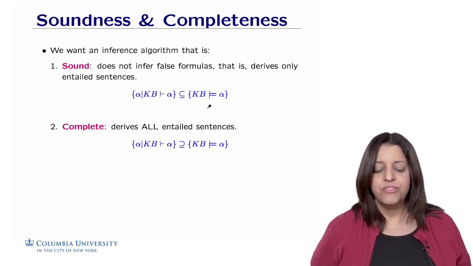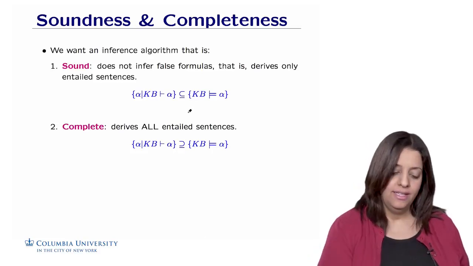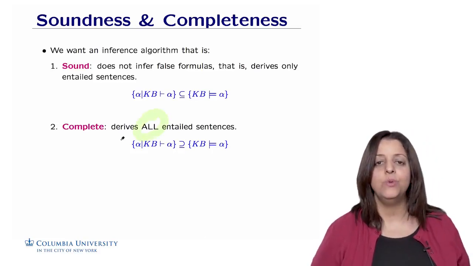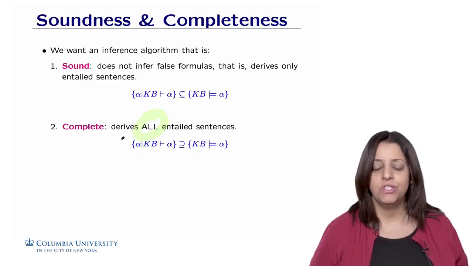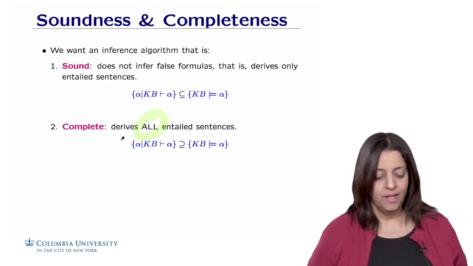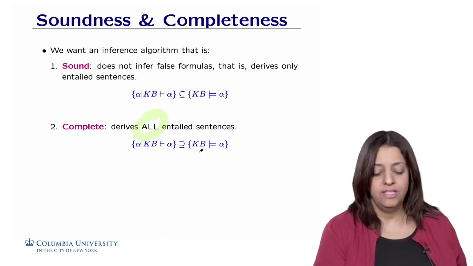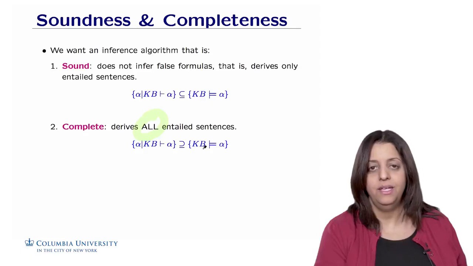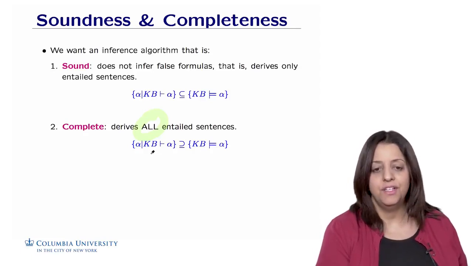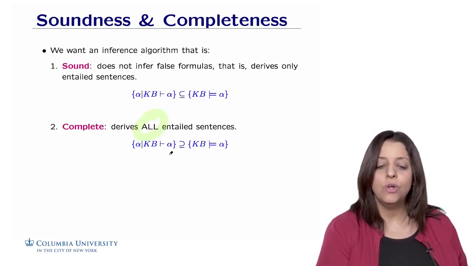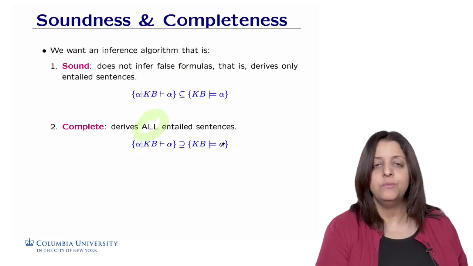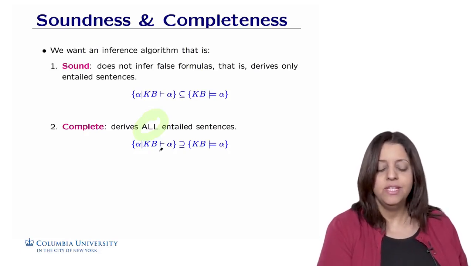Completeness refers to deriving all entailed sentences. In other words, we really don't want to miss any true proposition that could be derived from the knowledge base. We write this, again using set builders, as follows. Now the true formulas must be derived from KB. In other words, the entailed sentences alpha from KB must be a subset of the inferred formulas, right? So in other words, all true propositions must be provable using the inference algorithm.